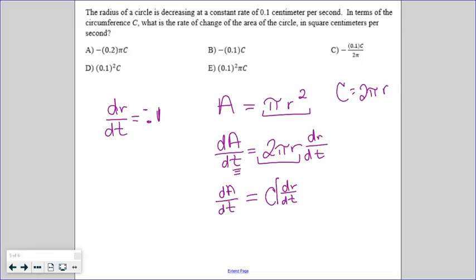But I also know what the derivative or the rate of change of the radius is. And so then I can plug in this negative 0.1. To get the rate of change of the area in terms of the circumference, which would be option B.